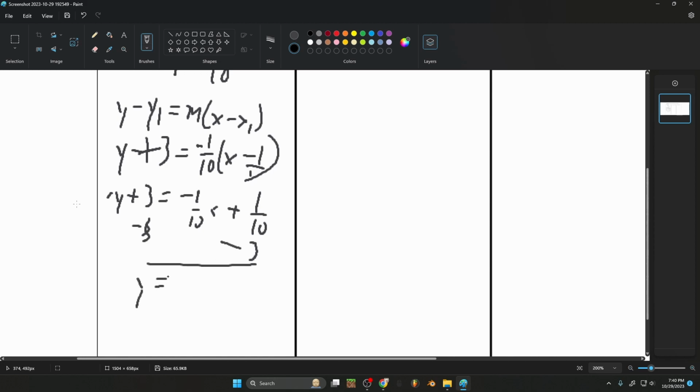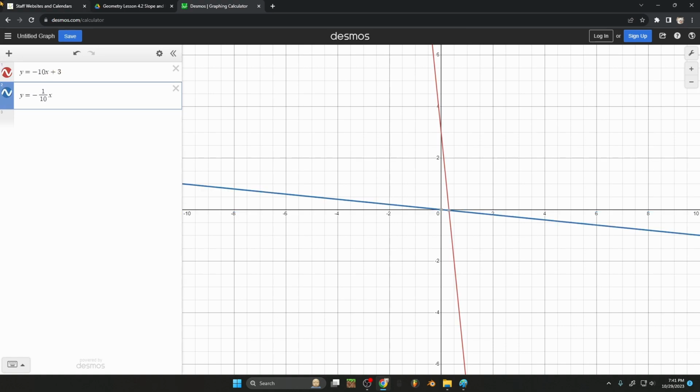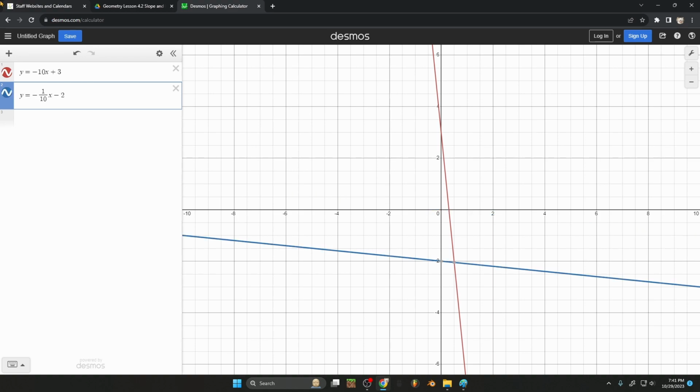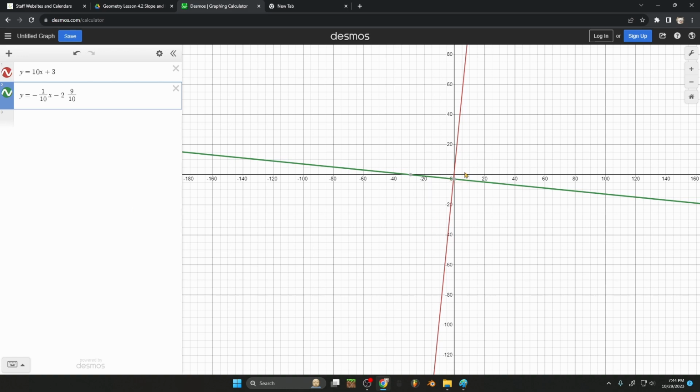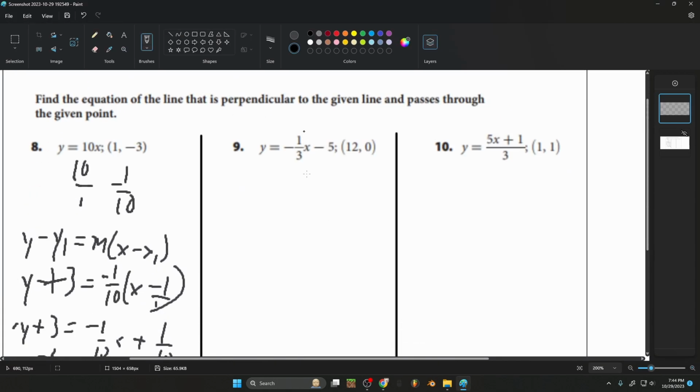Y equals -1/10 x minus 2 and 9/10. We could go back and plug this in, y equals -1/10 x minus 2 9/10, and you can see that's perpendicular, 90 degrees. Now over here, we only need this slope. We don't need this y-intercept.